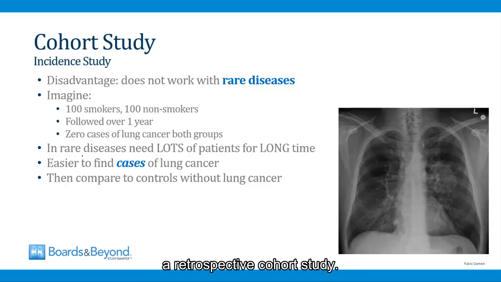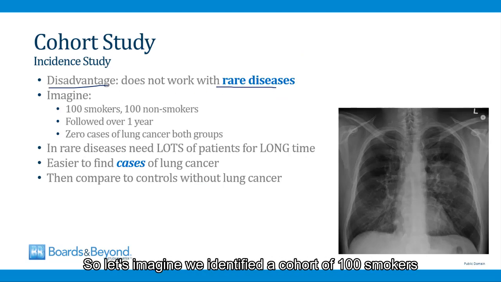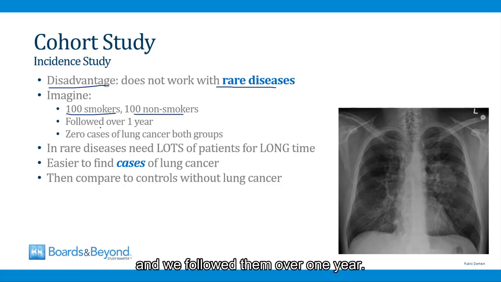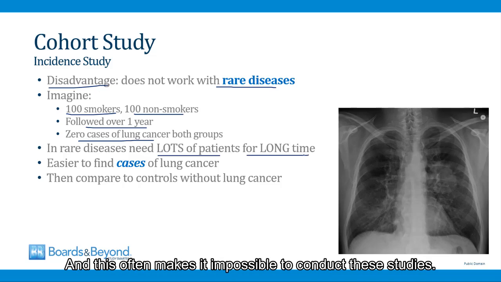The major disadvantage of cohort studies is that they don't work with rare diseases. So let's imagine we identified a cohort of 100 smokers and 100 non-smokers, and we followed them over 1 year. In this time frame, there might be no cases of lung cancer because lung cancer is uncommon. So to do a cohort study for a rare disease, you need lots of patients over a long time, and this often makes it impossible to conduct these studies.